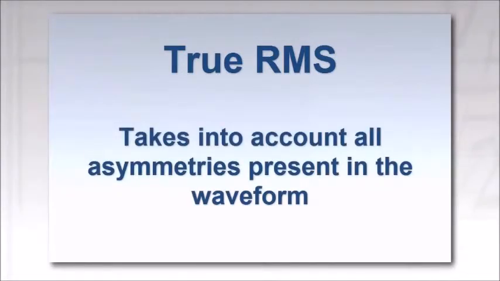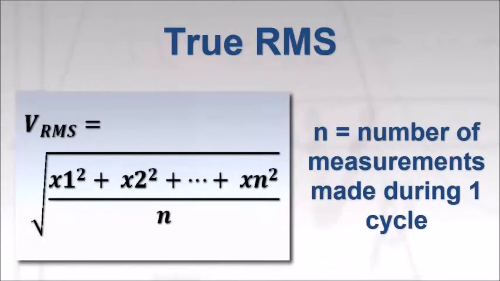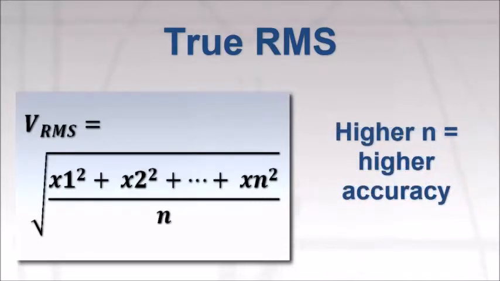This involves a more advanced mathematical calculation that takes into consideration all nonlinearities and asymmetries that may be present in the AC waveform. In this equation, N equals the number of measurements made during one complete cycle of the waveform, or sample rate as it's termed. The higher this number is, the more accurate the RMS calculation will be. This is because the higher the value of N, the higher the order of harmonics this formula can accommodate.